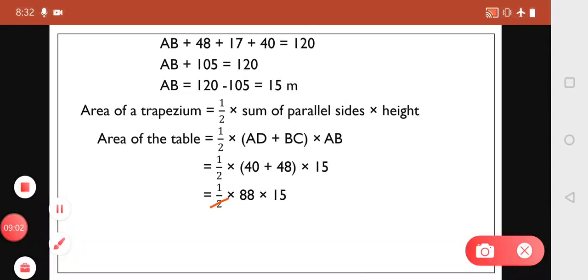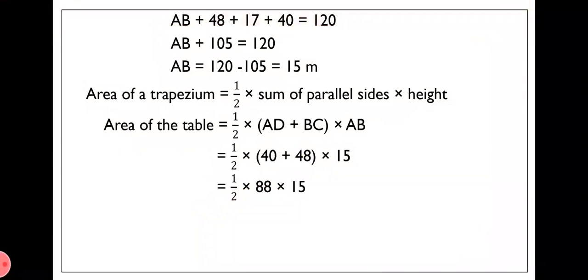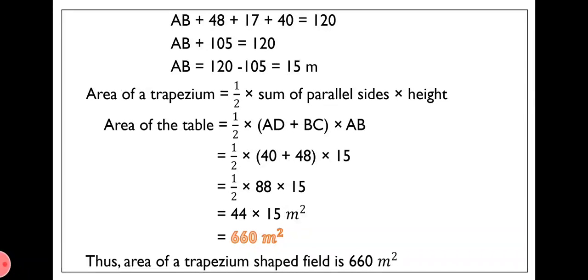Now here you can cut 2 ones are and 2 44s are 88. Yes, so we will get equal to 44 into 15 meter square, that is equal to 660 meter square. Therefore the area of a trapezium shaped field is 660 meter square. Now next, question number 4.